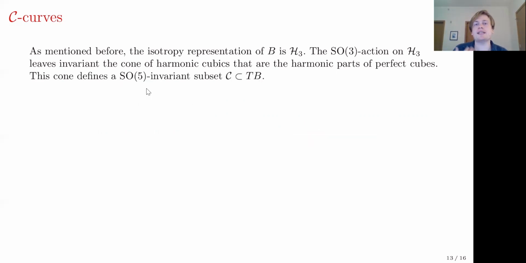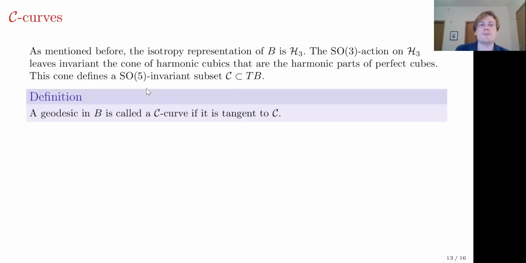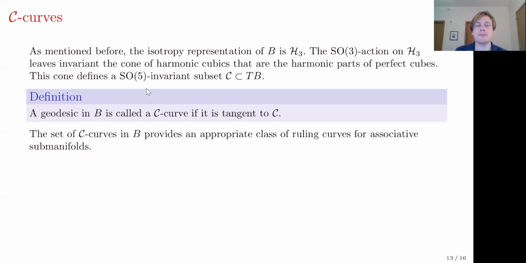Now you take this SO(3) invariant thing at the tangent space at the identity, and you translate it using the SO(5) action. What you get is an SO(5) invariant subset, which we'll call curly C, of the tangent bundle. So in each tangent space we have a cone, and we get a cone bundle, a subset of the tangent bundle. Our definition for our ruling curves is that a geodesic in B is called a C curve if it is tangent to C, so if at every point its tangent vector lies inside this subset curly C of the tangent bundle. These are going to be our ruling curves. It turns out that these provide an appropriate class of ruling curves for associative submanifolds.